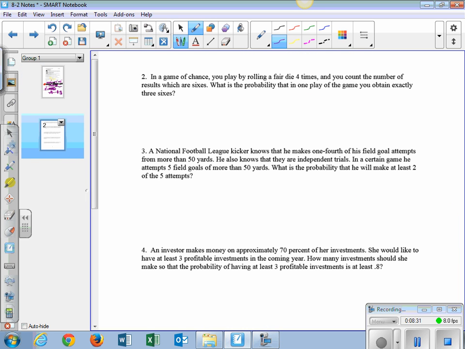Second page, we just have a bunch of examples that I just want to kind of go through with you. Reading number 2. In a game of chance, you play by rolling a fair die 4 times and you count the number of results which are 6s. What is the probability that in one play of the game you obtain exactly 3 6s? So how many times am I rolling the die? Go back and look at that. Circle if you need to. 4 times. So I'm going to start with a combination of 4. How many times do I want to get 6s? 3 6s. So that would be 4 choose 3.